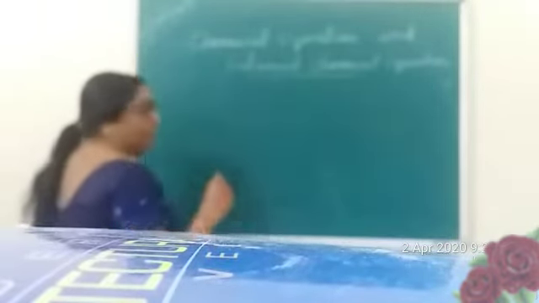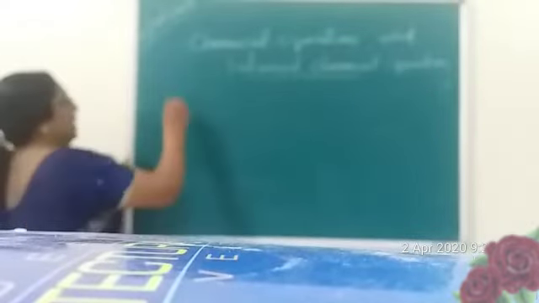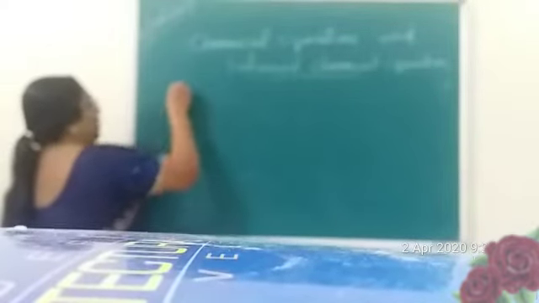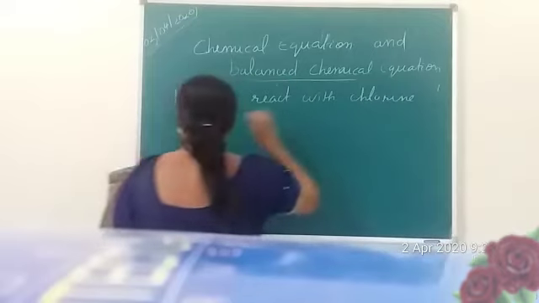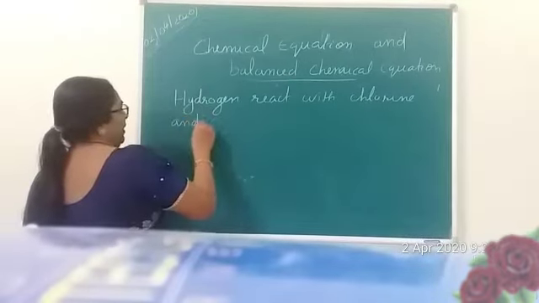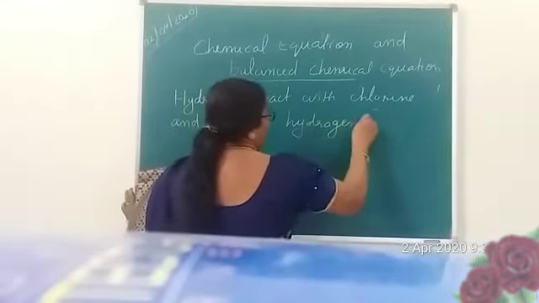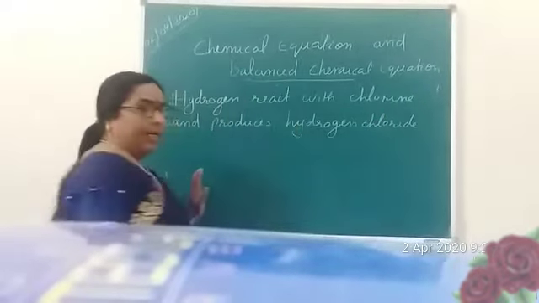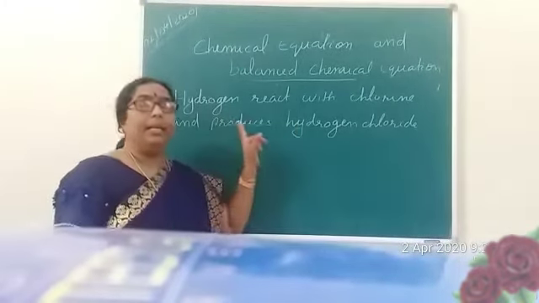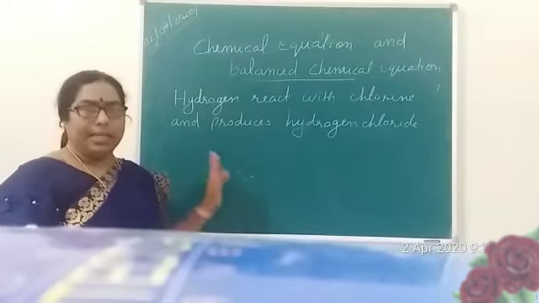Let me give you an example of a chemical reaction in the form of a word equation. Hydrogen reacts with chlorine and produces hydrogen chloride. Is it clear, children? Hydrogen reacts with the chlorine and produces hydrogen chloride. Now, this is a chemical reaction which I explained by means of a word equation.